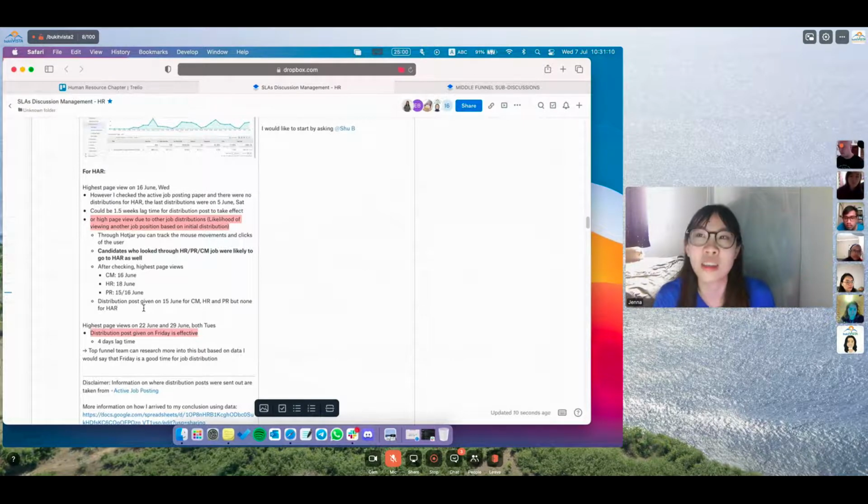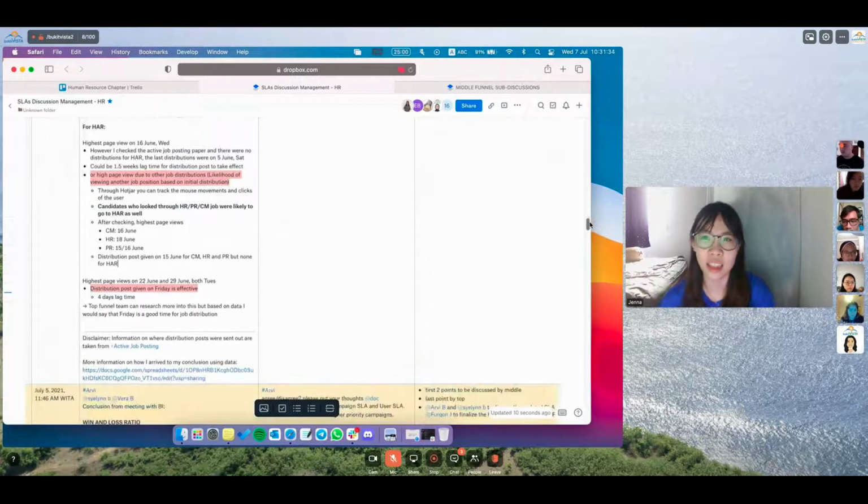And another thing that I noticed, mainly for top funnel, is that distribution posts given on Friday can be effective, because after you give out distribution posts on Friday, usually within 4 days, which is the next week's Tuesday, it will usually result in the highest page views. But all this information on distribution posts was just taken from the active job posting page, the Dropbox Paper. So I don't know if it's updated, but this is what I gathered so far.